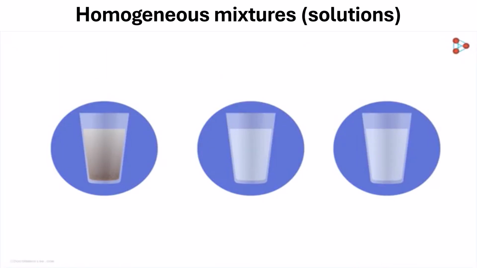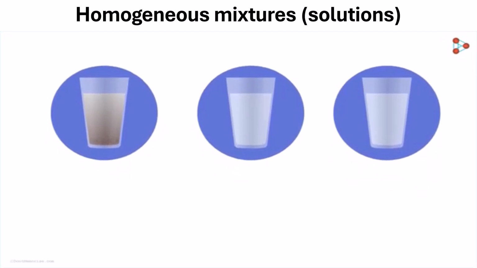In front of you, there are 3 glasses of water. In one of them, we've added mud. In the other, we've added salt. And in the third, we've added sugar. Can you identify which glass has which mixture just by looking at them? Yes, you can easily identify the muddy water. But what about the other 2? We can't differentiate between the other 2 as both the mixtures look just like water.